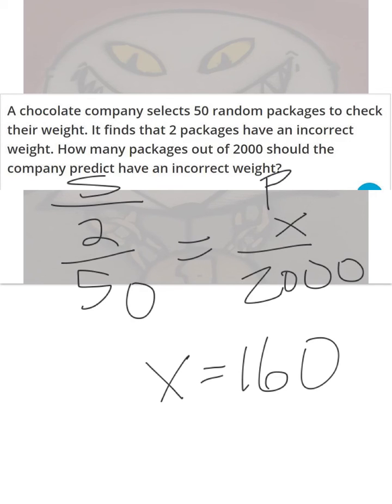Alright, here's what I got. Talking about samples and population. From the sample, we have 2 packages out of 50, so that's our first fraction here. 2 are broken, or 2 are the wrong weight, and 50 are how many they checked. We want to know about this population of 2,000, but we don't know how many are the wrong weight. So if we use this and we cross multiply, we should get x is equal to 160. So there are 160 that have the incorrect weight. Okay? Take a second, write down what you need to, add to your notes.